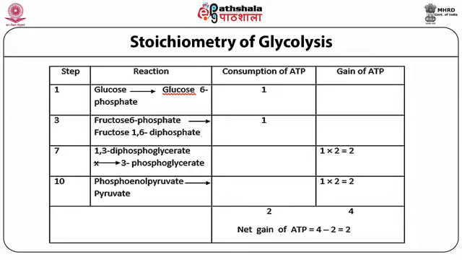4 ATP form during the formation of pyruvate from 3-phosphoglycerate per glucose molecule. From that, 2 ATP are used during the formation of glucose 6-phosphate and fructose 1,6-bisphosphate. The total gain of ATP is 2. So during step 1 and step 3, ATP consumption occurs. During step 7 and step 10, the gain of ATP occurs.